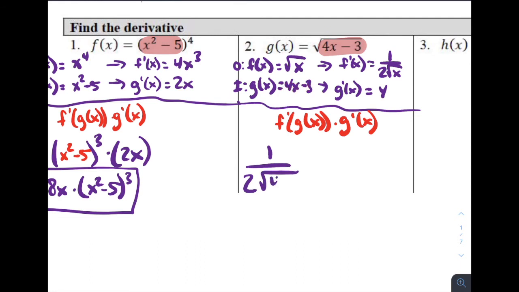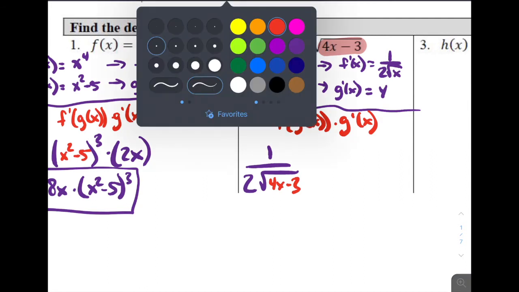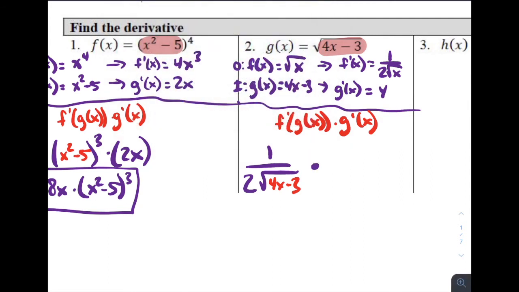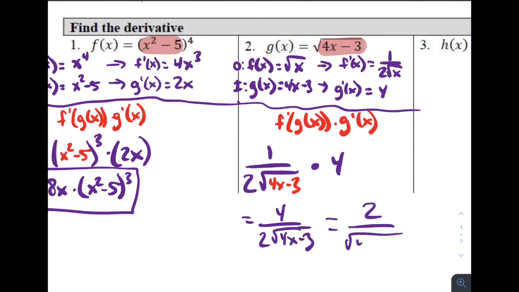So this is the square root of 4x minus 3, and actually let's be consistent with our colors. We were using that for our g of x before, so 4x minus 3 got substituted in as the input for that f prime of x function. And then we're going to multiply that by g prime of x, which is 4. So if we want to simplify, that's going to be 4 over 2 square root of 4x minus 3. And if we simplify further, that is 2 divided by the square root of 4x minus 3.